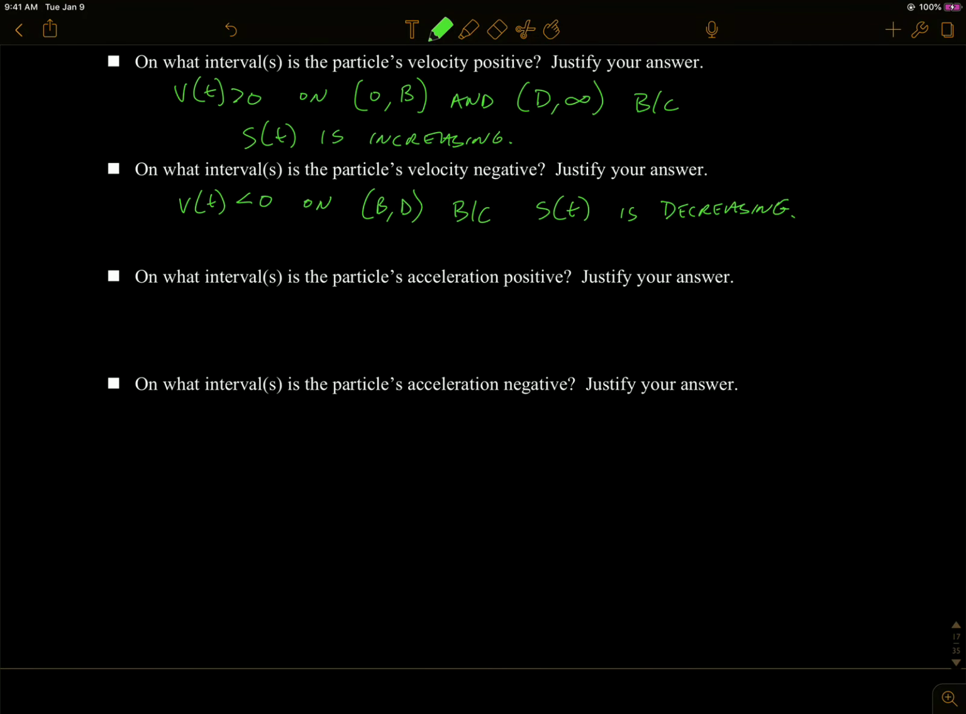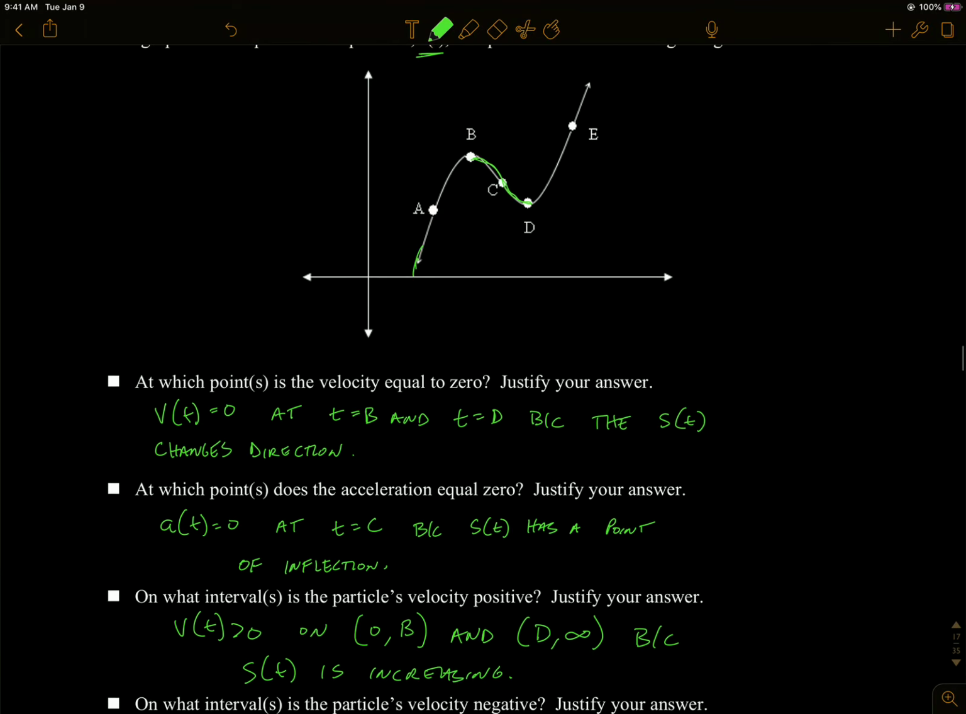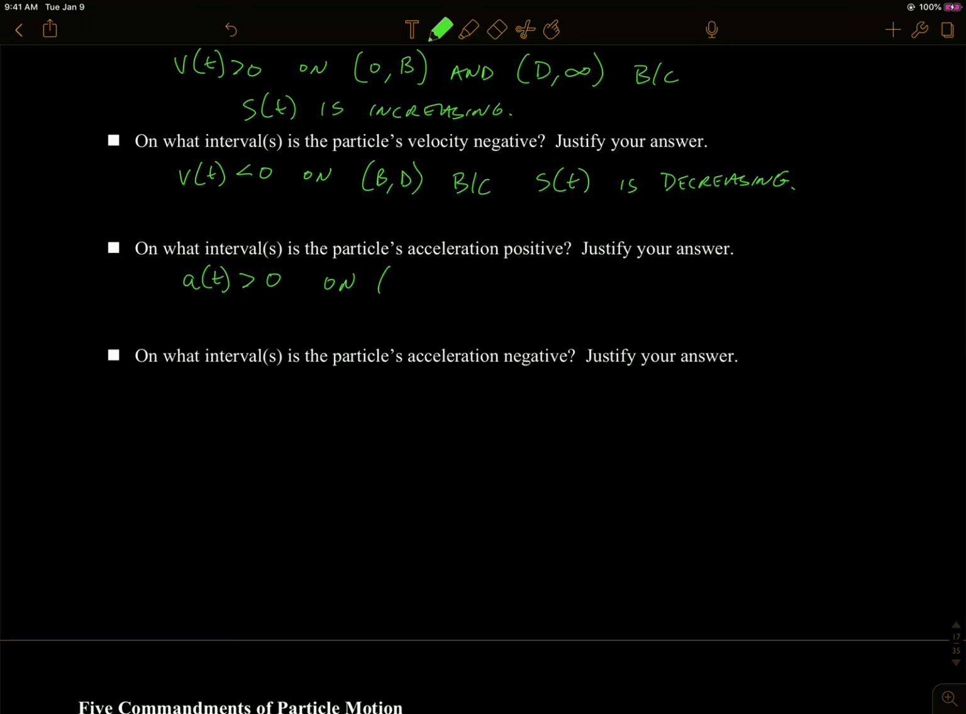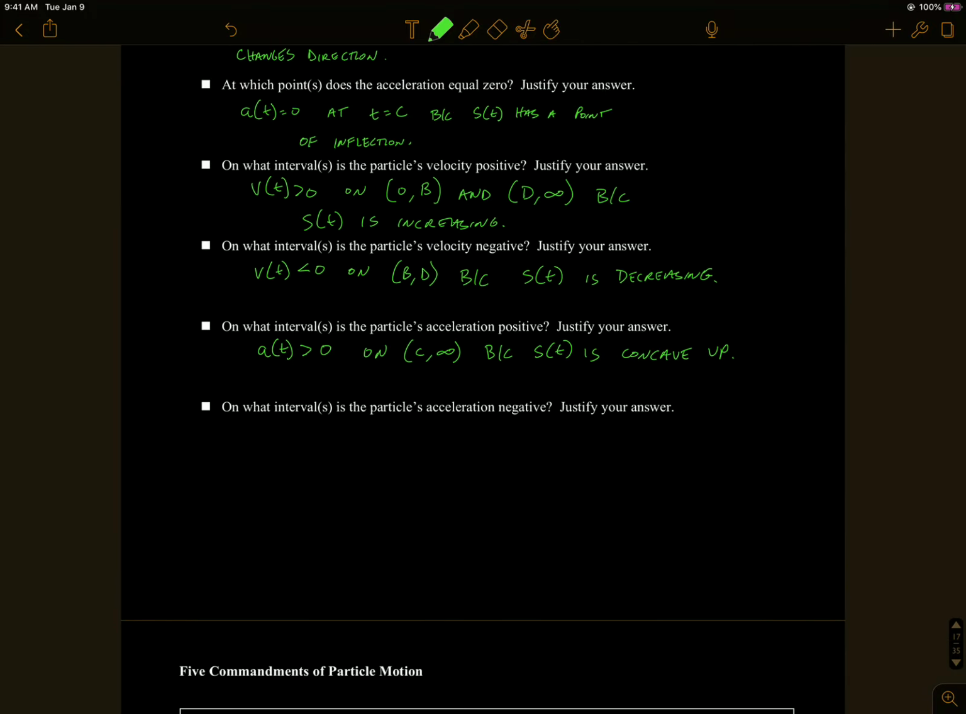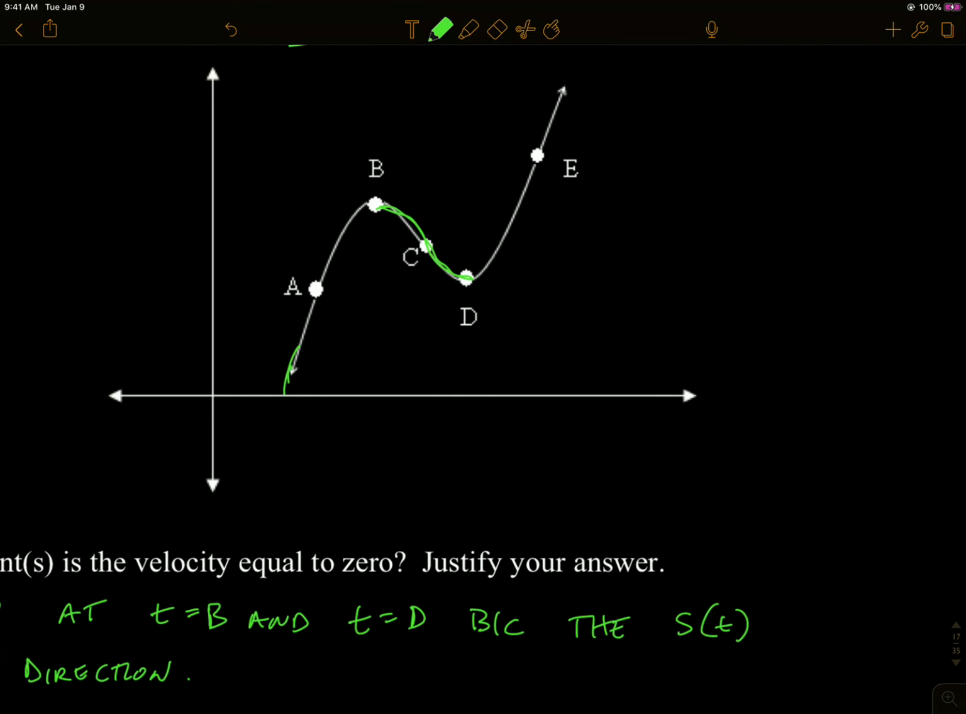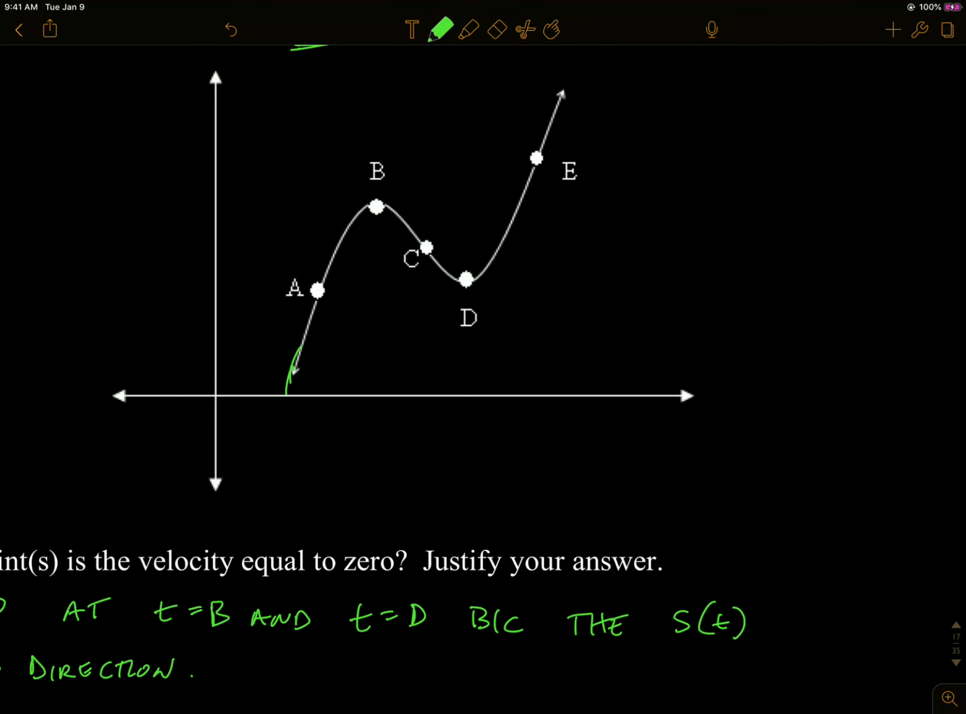On what intervals is the particle's acceleration positive? So the acceleration of the particle is positive on the interval c to infinity, because the original function is concave up, and we know that second derivative is positive when the original is concave upward. So when we have a position function, concave up means positive acceleration.